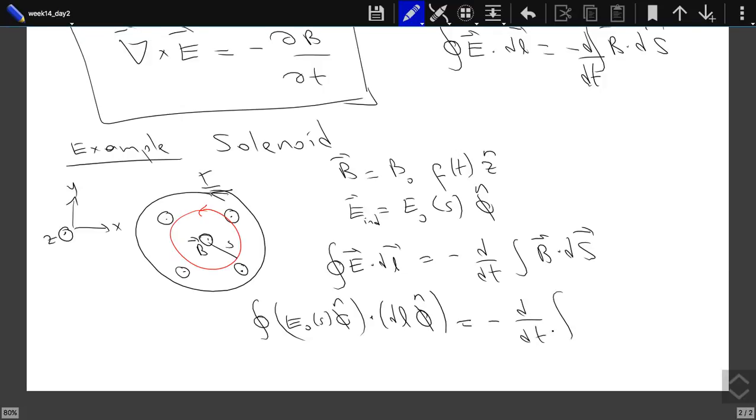This should be equal to minus d by dt. B is B0 f of t in the z hat direction. ds is a magnitude. What is the direction of ds? It's the z hat direction. Because you see, the direction of dl and the direction of ds are related by the right-hand rule. Just curl your fingers in the direction of dl, then your thumb points in the direction of ds, which is the z direction.